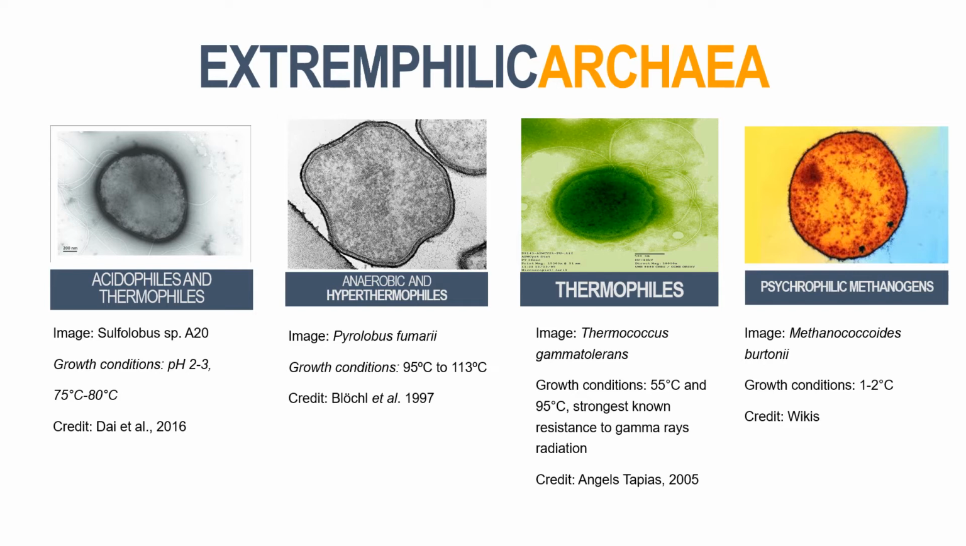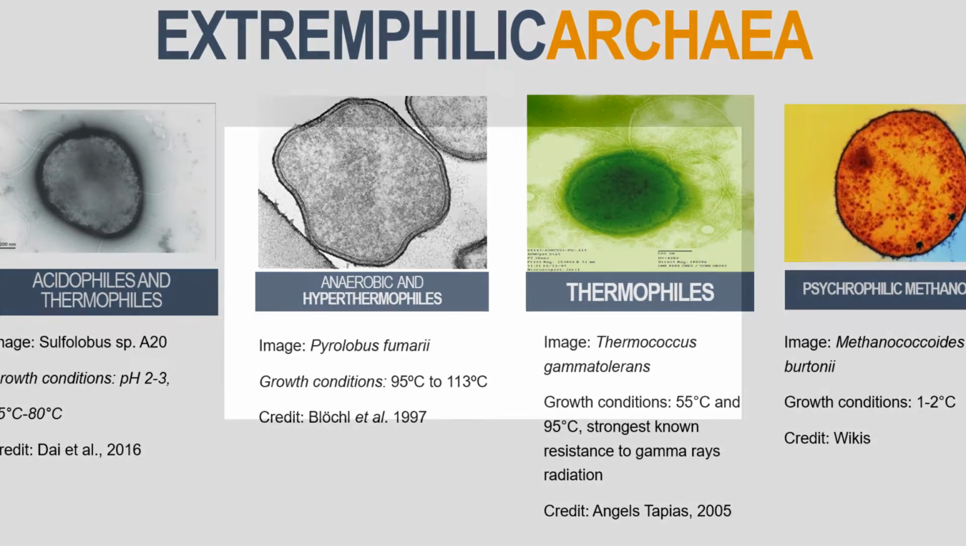The Thermococcus gammatolerans is an example of thermophiles. It can thrive in high temperatures between 55 degrees to 95 degrees. It is the strongest and most gamma ray radiation resistant organism known to exist. The Methanococcoides burtonii is an example of psychrophile. It can live in an extreme low temperature environment as low as 1 degree.